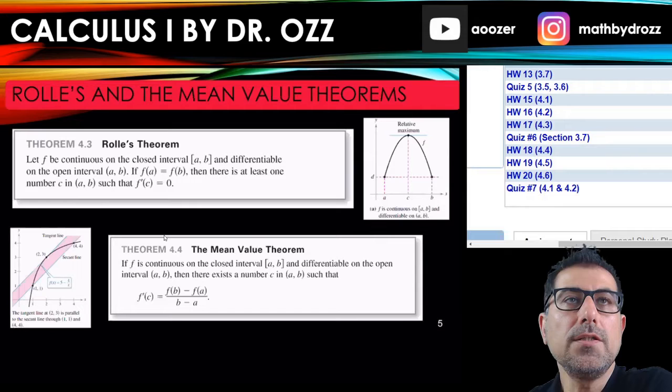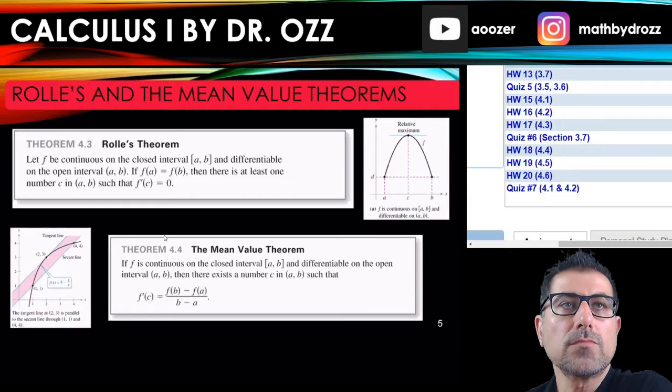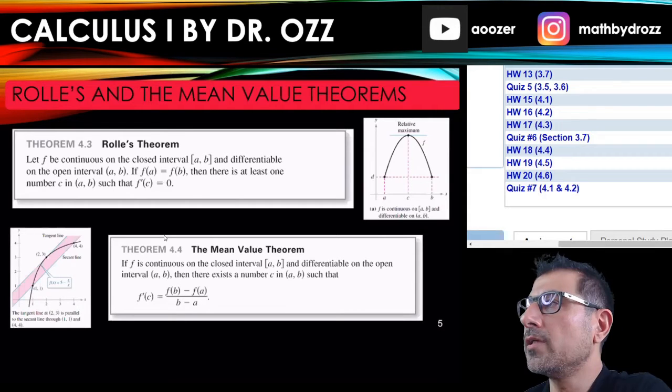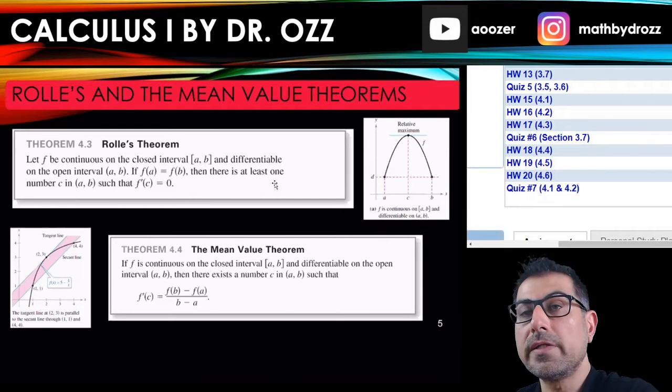All right, let's continue with 4.2. We had Rolle's and the Mean-Value Theorems covered in that section. And what is it essentially saying? Let's check that out. Let's say we have a continuous function defined on the closed interval [a, b], and say you have a differentiable function on the open interval (a, b).